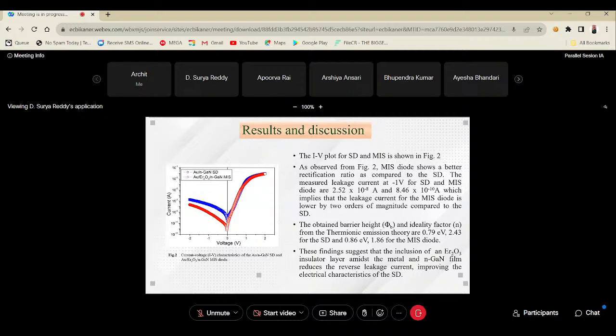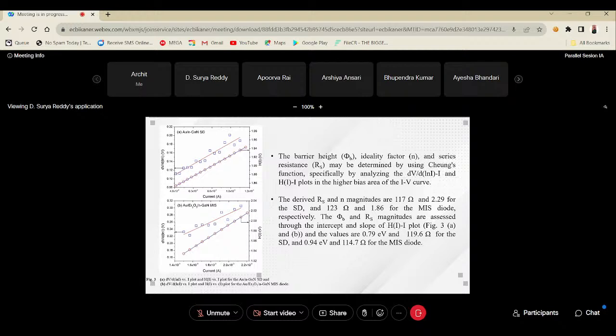As we come to Cheung's method, this is another method to calculate the barrier height and ideality factor from the nonlinear region of the I-V characteristics. From Cheung's method, the barrier height and ideality factor have been calculated, and the values are shown in this slide. These values nearly match the values from I-V, which states the device reliability and comparison.